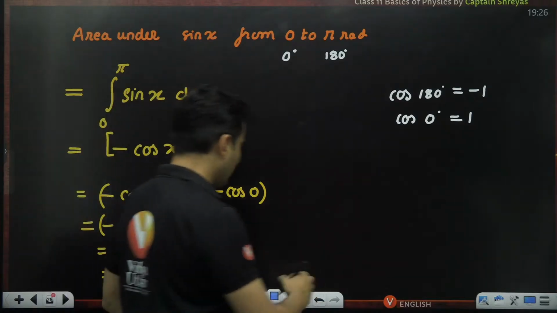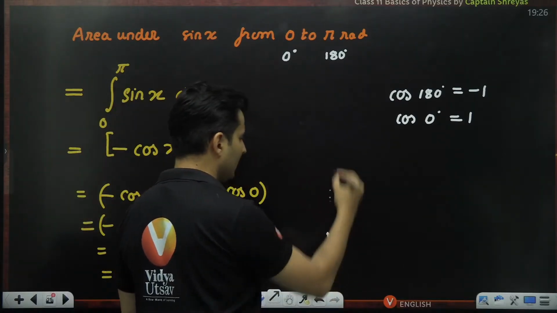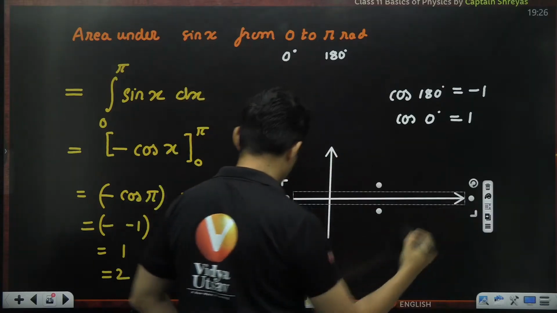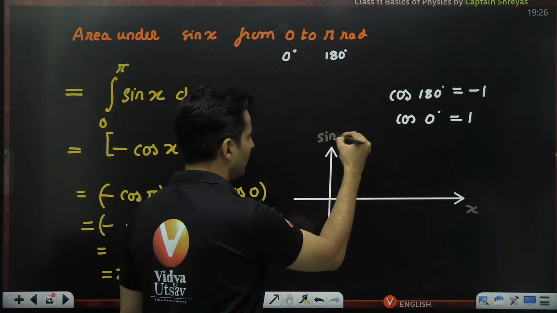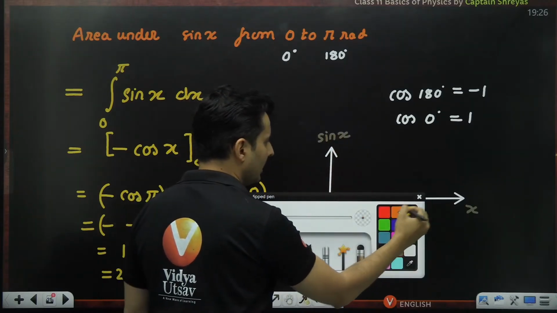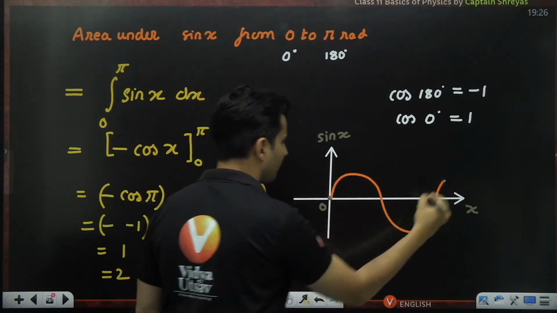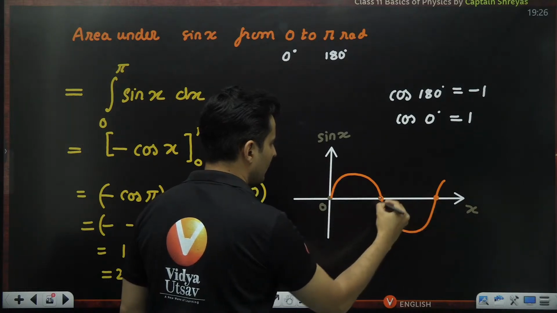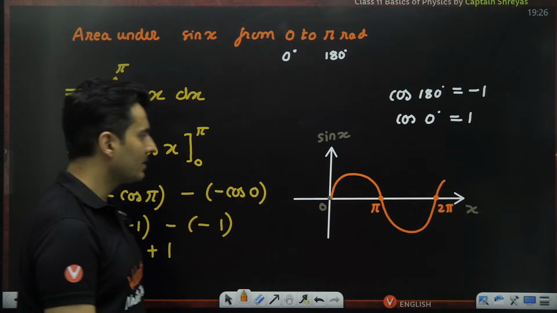If you look at it graphically, what it means is that this is your y-axis, this is your x-axis, this is x, this is sine of x, this is your 0. We all know that our sine x graph looks like this. This is pi radian. This is 2 pi radian, which is 360 degrees.